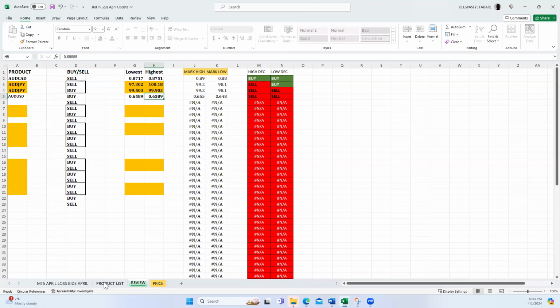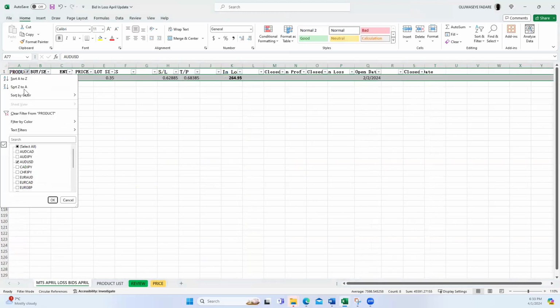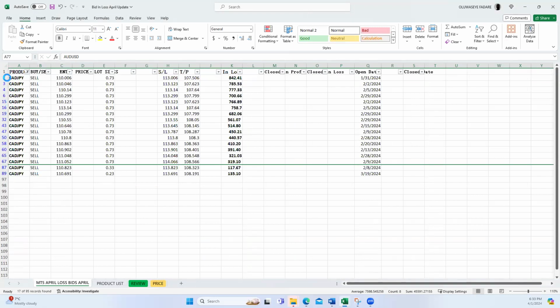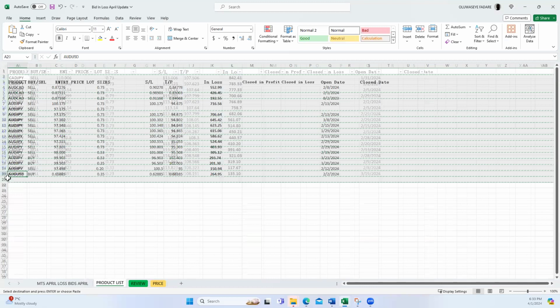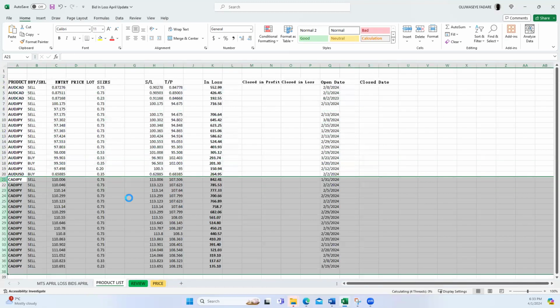Let's look at our other products, CAD JPY. Wow, this is good. You can see all of them are sell. CAD JPY, all of them are sell. Nice one. So we don't have any buy in the range for now. We copy them here. Now the next assignment is what is our highest price and our lowest price. From the range, you can see we have 113.